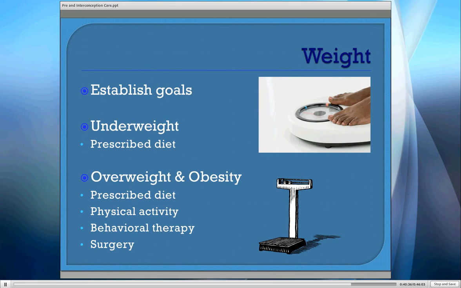Weight maintenance is a really critical component of treatment once the desired weight has been achieved. Weight loss surgery might be considered for women who are morbidly obese.